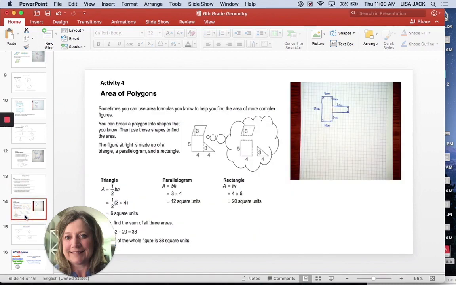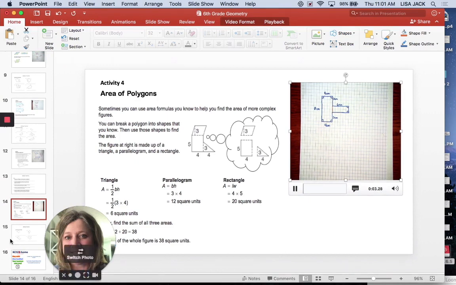All right, moving to activity 4. This is the last activity. You're doing great. Let's go ahead and watch an instructional video on how we can decompose these shapes to find the area. These shapes are irregular shapes, so let's see what happens with them.